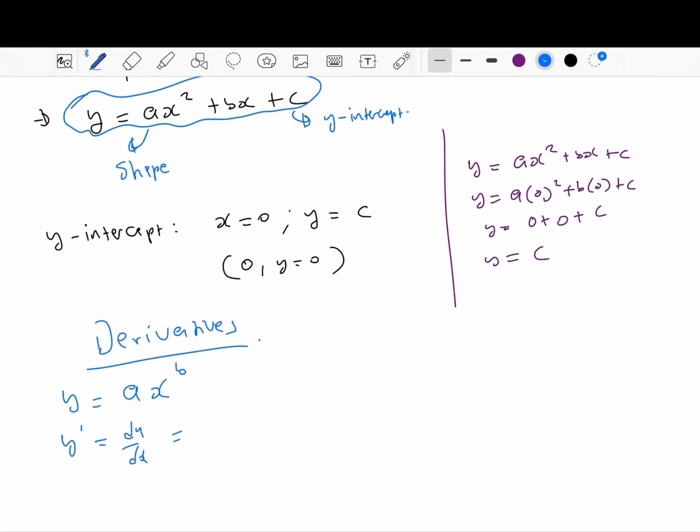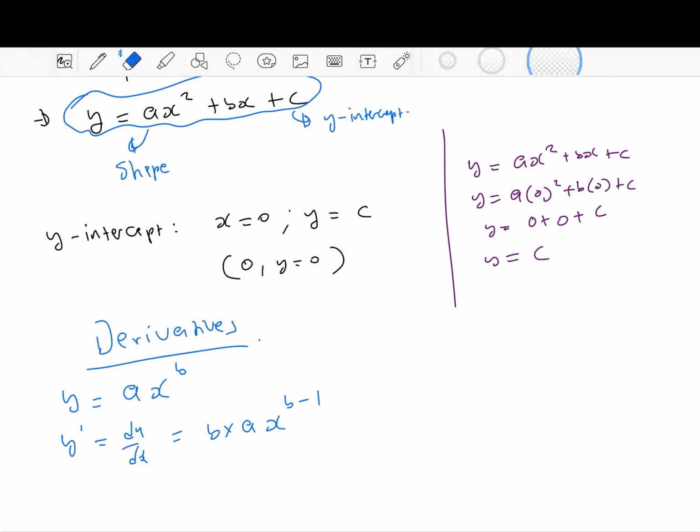If you have to find a derivative of y, it will be, let me write it this way, b times a x to the power b minus 1. That is how you would find the derivative of y: a times b, x to the power b minus 1, right?